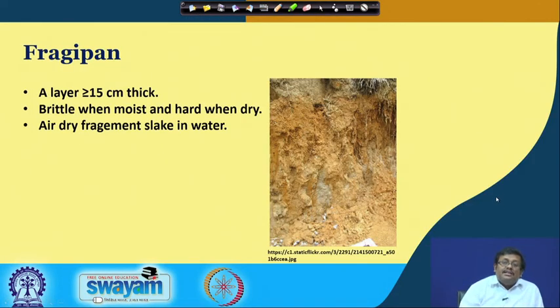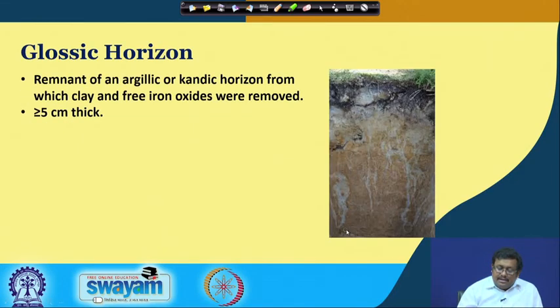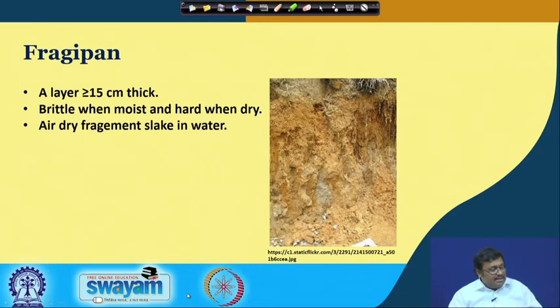Another one is called Fragipan. Now, Fragipan is again greater than 15 centimeter in thickness, and it is brittle when moist and hard when dry, and air dry fragments generally slake in water. So, this is basically an example of Fragipan.